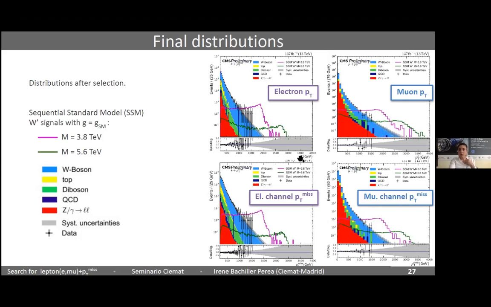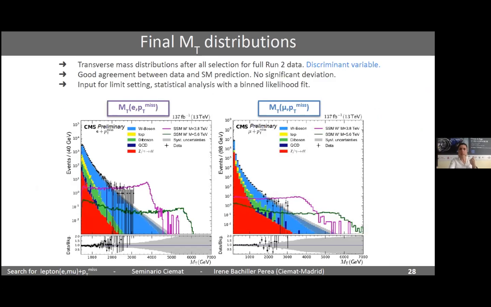From here we could already look for deviations from the standard model, and we don't observe any deviation, but we go to the transverse mass. This is the final transverse mass distribution, on the left for the electron channel, and on the right for the muon. We find a good agreement between data and standard model prediction, and these distributions are used as input for setting the limits in all our analysis using the binned likelihood fit.